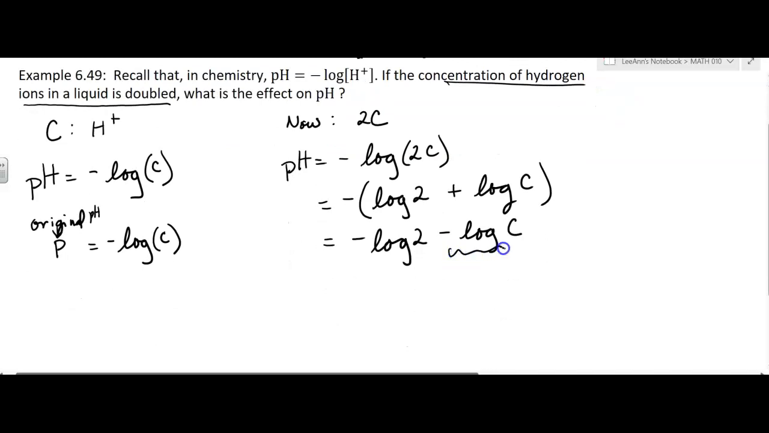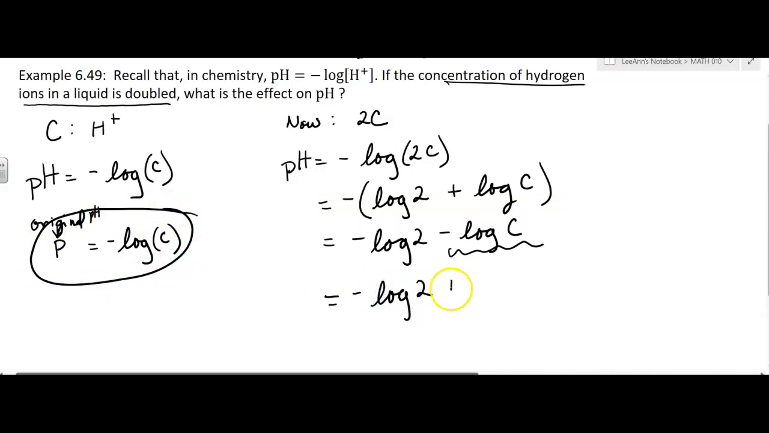This part, that is what you had originally. So that's like if just the concentration was C, you would get some amount of pH, okay? P, call it P. This right here, that's the effect then on the pH. And that is a number. So we can put that in our calculator, which we're going to do.